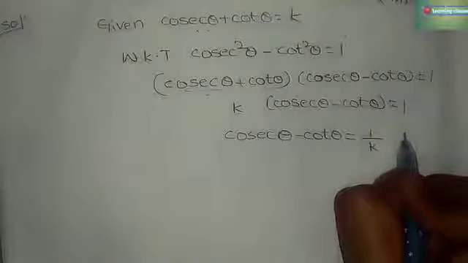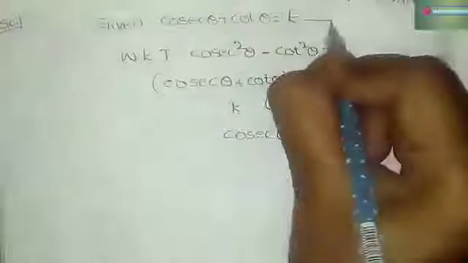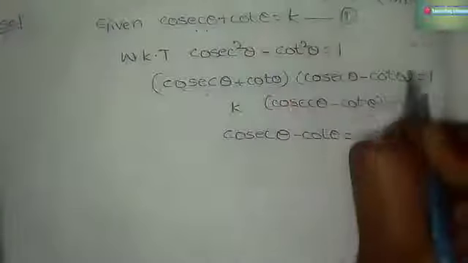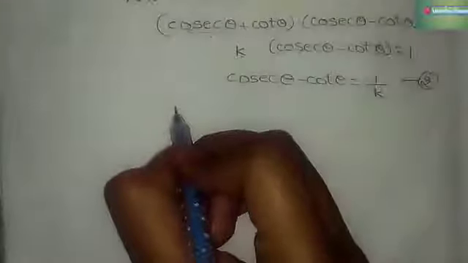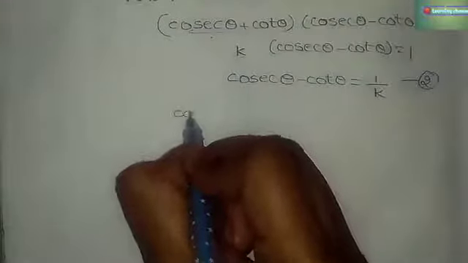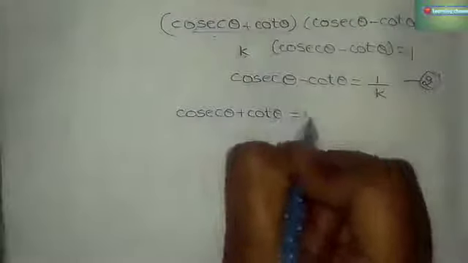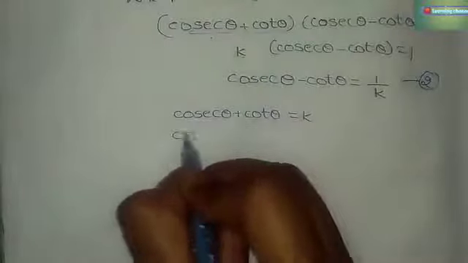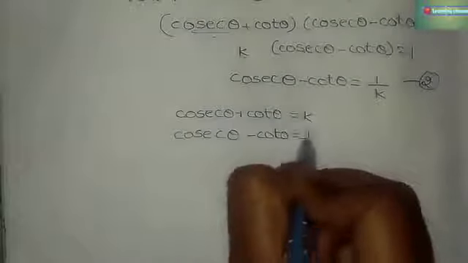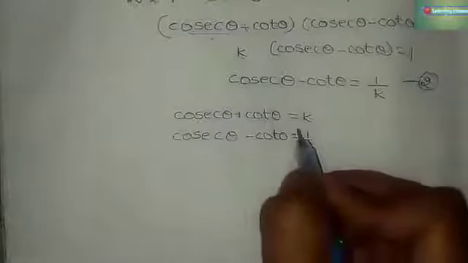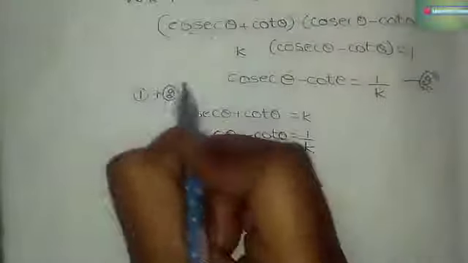Now 1 minus 2. Cosecant theta plus cot theta is equal to k. It is the first equation. In the second equation, cosecant theta minus cot theta is equal to 1 by k. When we subtract, here the signs change. Here we have plus, it will become minus. Here we have minus, it will become plus. Here we have plus, it will become minus. So here these 2 will cancel.